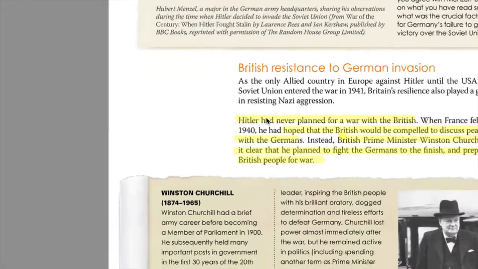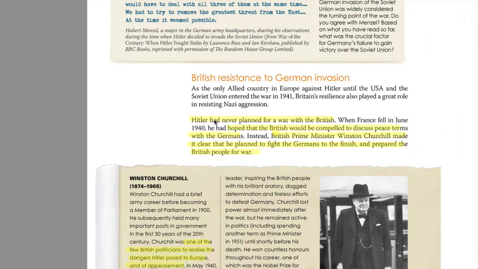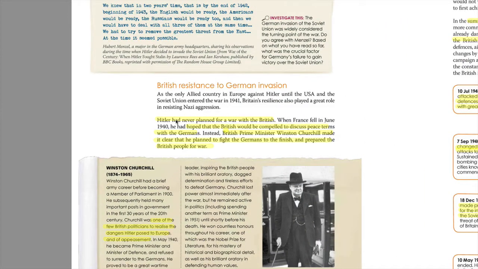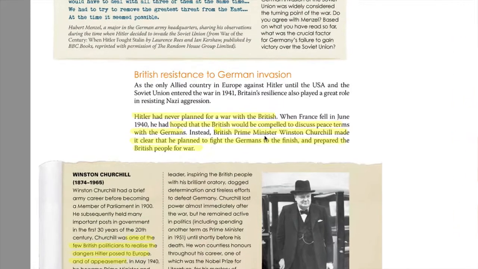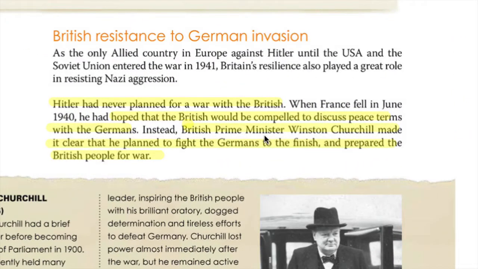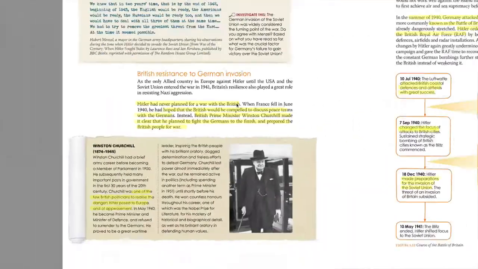Secondly, let's take a look at the British resistance to German invasion. As the only Allied country left in Europe, they played an important part. Now, Hitler had never planned for a war with the British people. When France fell, he assumed that the British would be forced to talk about peace terms with the Germans. Instead, British Prime Minister Winston Churchill made it clear that he wanted to fight the Germans right to the end and prepared the British for war.